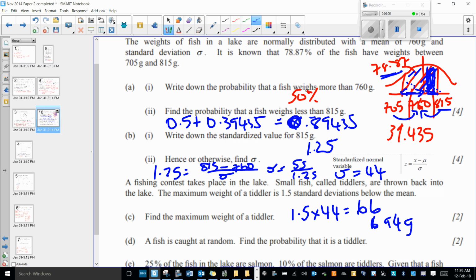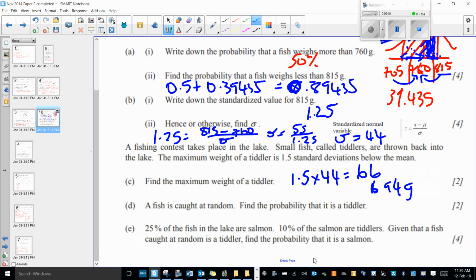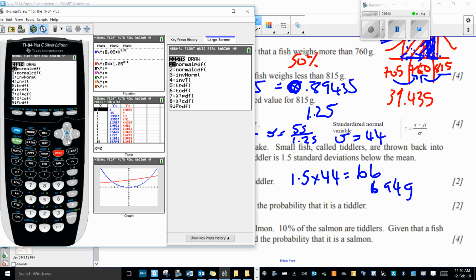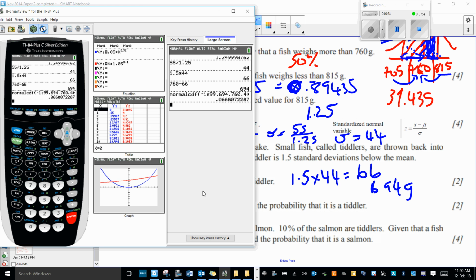If a fish is caught at random, find the probability it's a tiddler. So we're going to use our distribution, normal CDF. So our lower can be that, our upper is going to be 694, our mean is 760, our standard deviation is 44. And that's 0.0668... I can't be bothered to write it down.